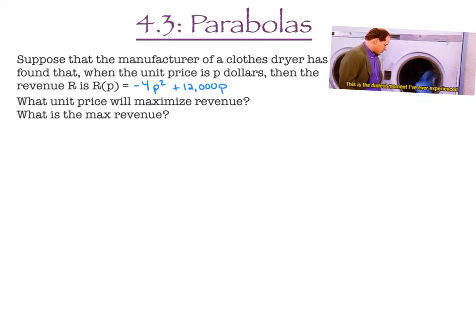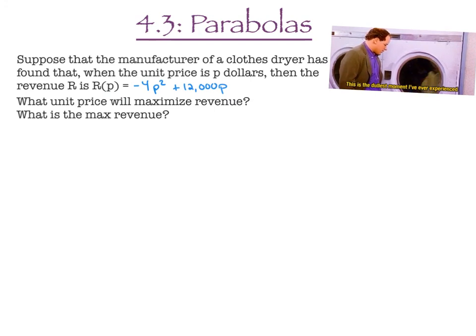If you made a $30,000 clothes dryer, you're probably not going to sell very many of them. If your clothes dryer was $30, you'd probably sell a ton of them. But then you have to think overhead and all this. So this function right here is the revenue. So not the net, but the revenue.